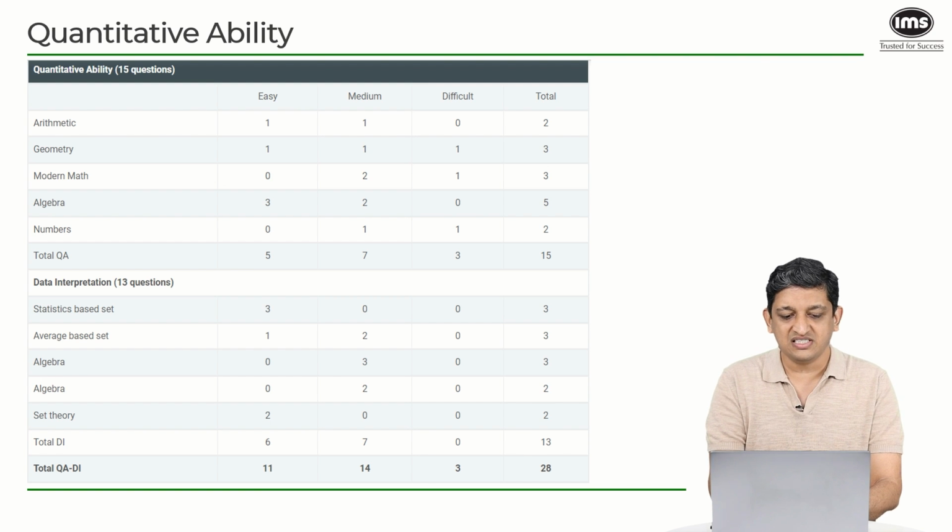Now, typically these sets that we have in data interpretation are easy to moderate in nature. If you look at the split, all the 13 questions were either easy or moderate, and if you had attempted these questions, it would have boosted your score by a lot. So overall, there were 28 questions in the quantitative ability and data interpretation section of the XAT.